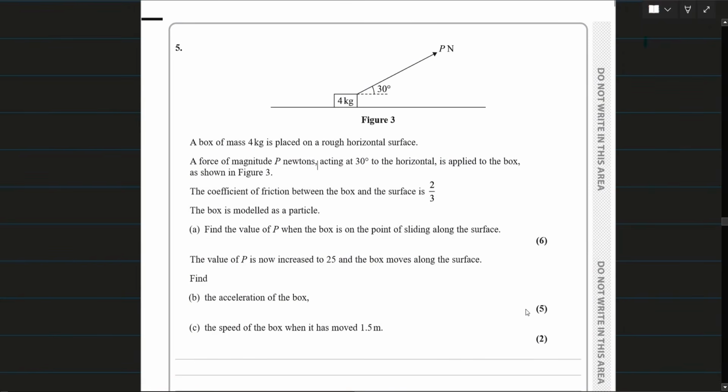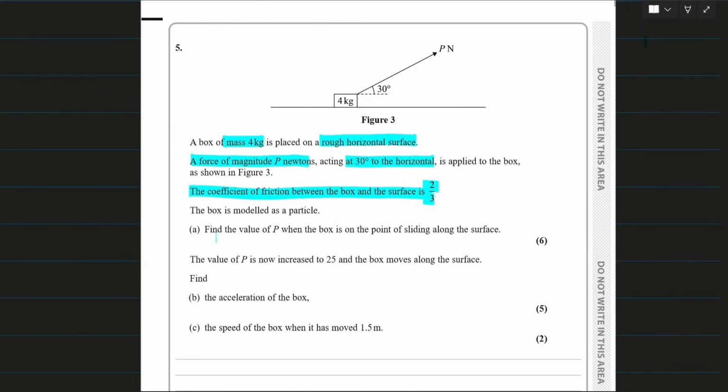So this is our question number 5. We have a box of mass 4 kg and the box is placed on a rough horizontal surface. The surface is rough, so we need to consider friction here. It is also given that a force of magnitude P newtons acting at 30 degrees to the horizontal is applied to our box. And the coefficient of friction between the box and the surface is also given as 2/3.